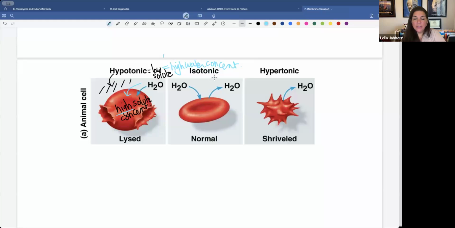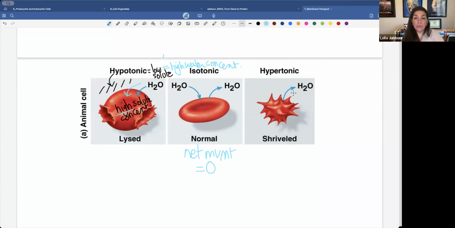So when it's isotonic and there is no difference between inside and outside, then really the net movement is going to be zero. Some will go out, but some will come in, and it's just going to even out. There's really not going to be a net movement of water.